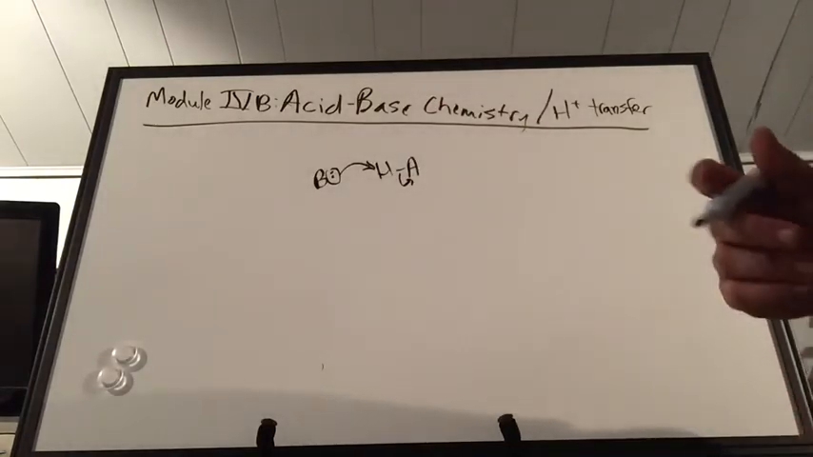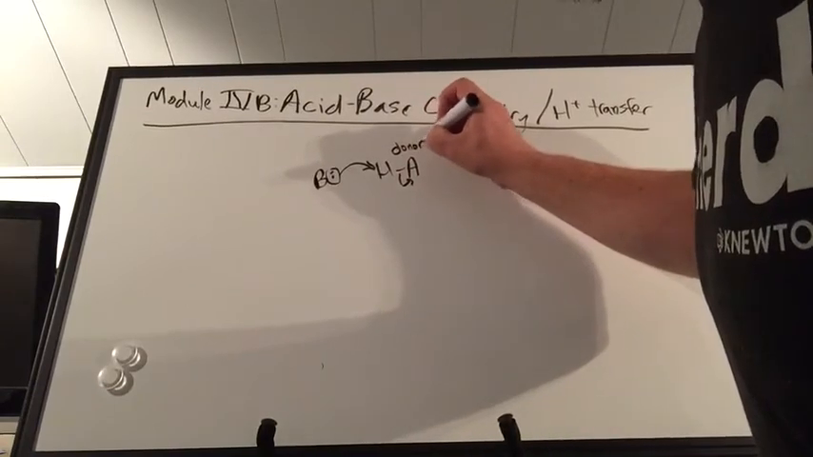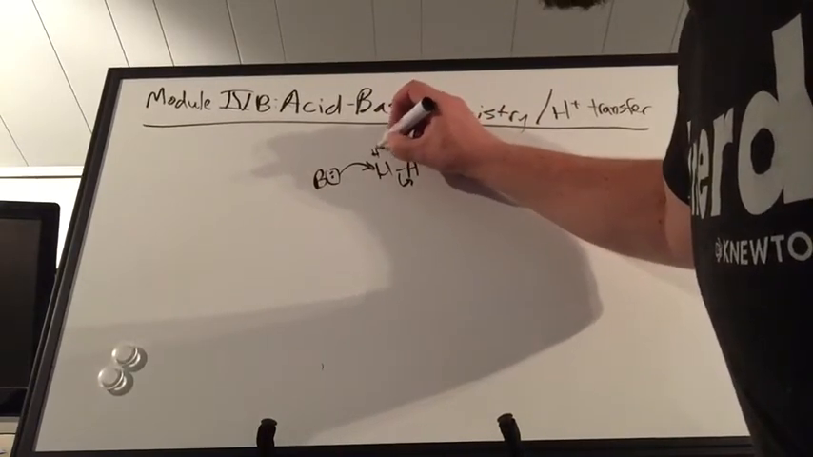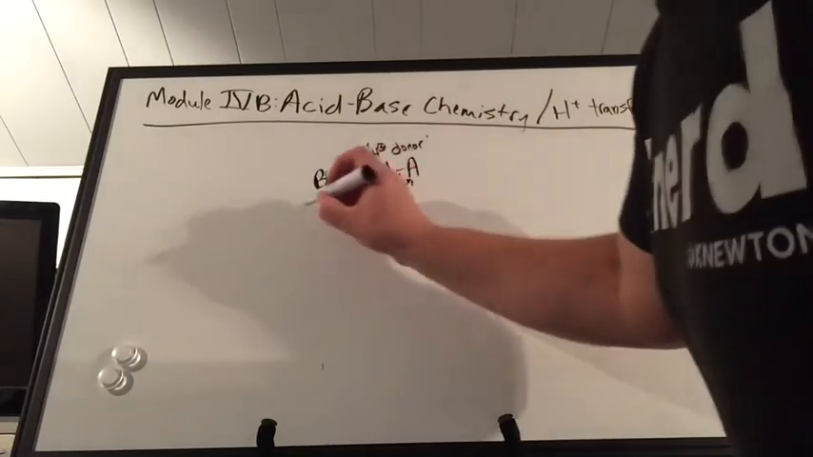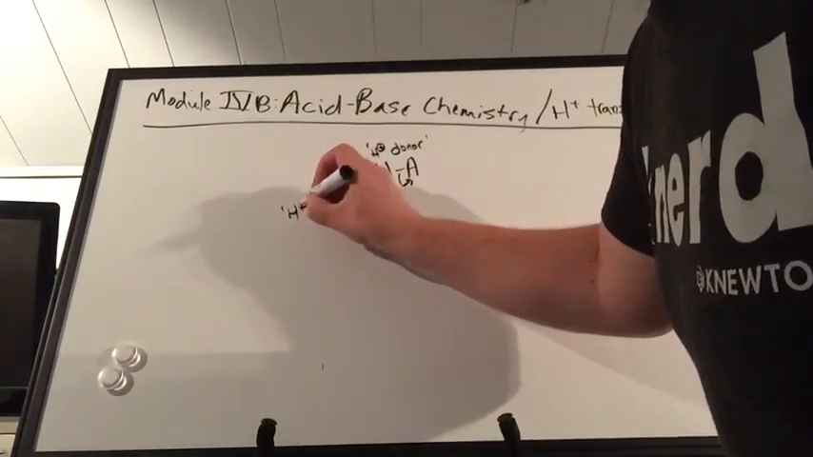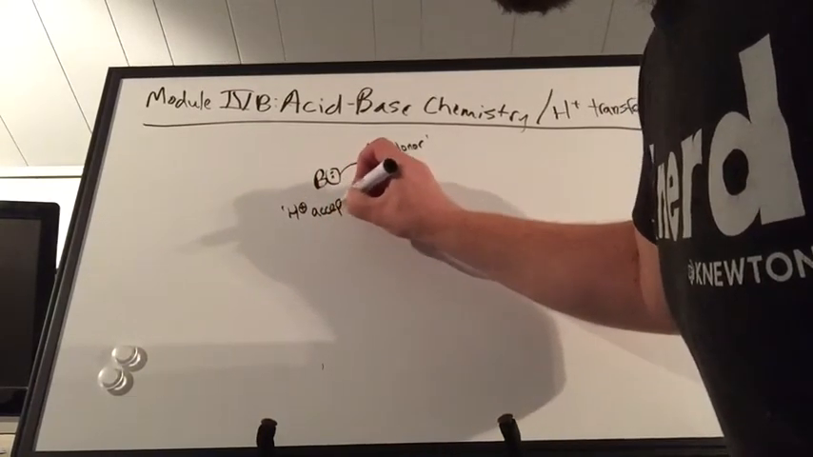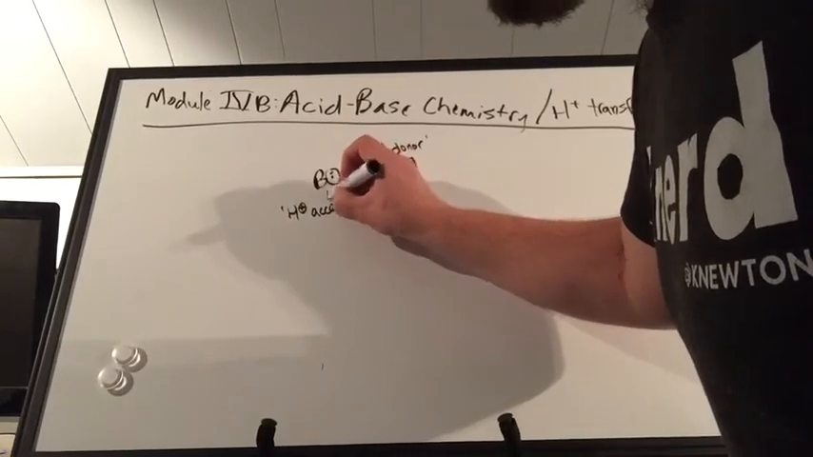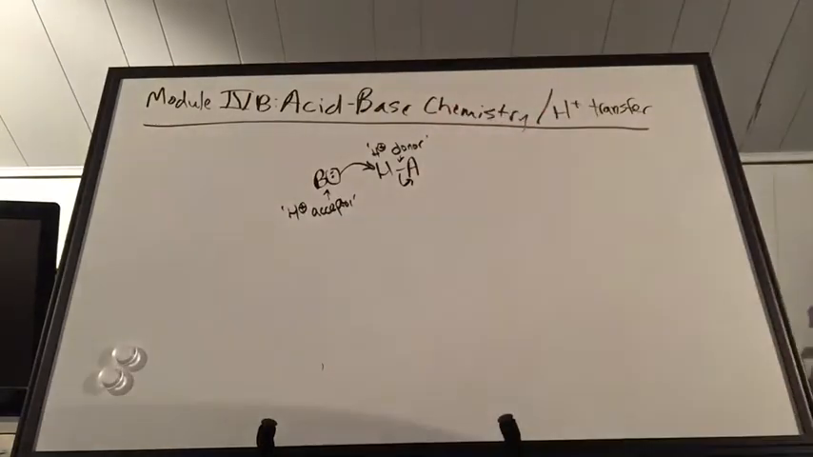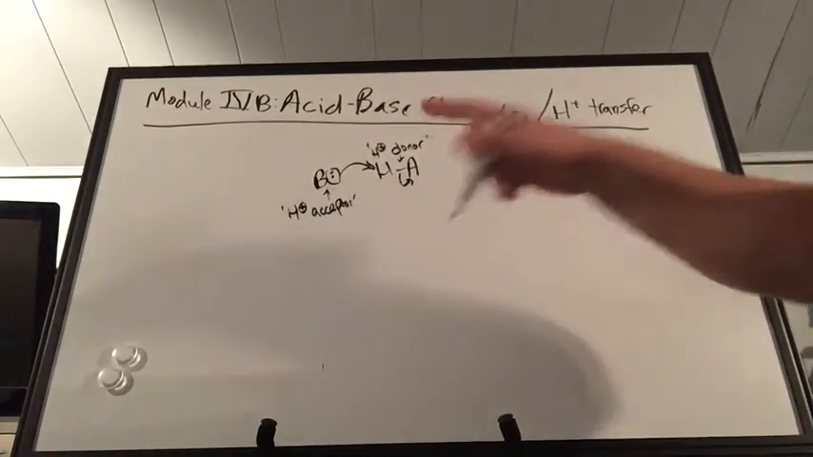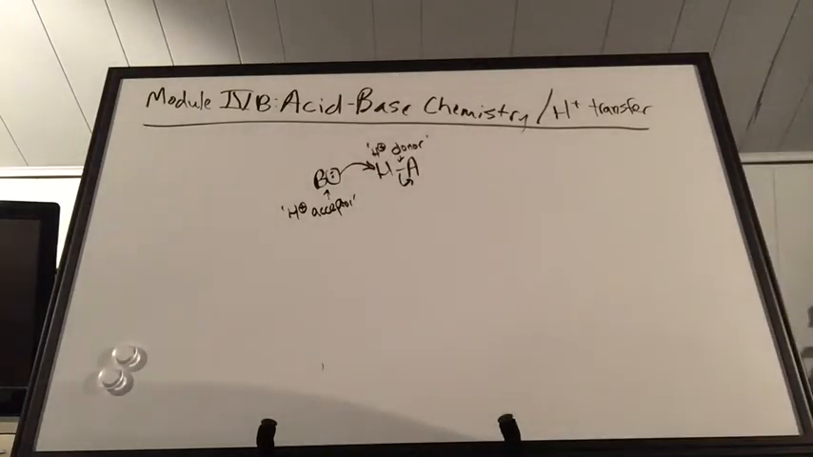So the acid is going to be a donor. Okay, and then this is going to be an H plus acceptor. All right. So generic conjugate acid form is just going to be A plus the acid, and B is just going to be the generic conjugate base form.